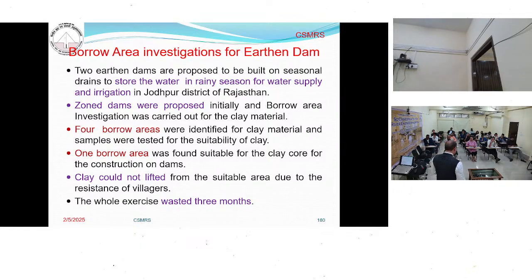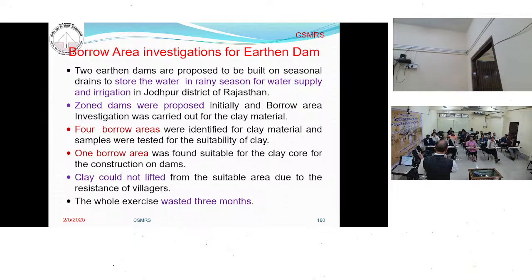Since it was April, and in Rajasthan monsoon comes in June, the project authority hurriedly identified some new borrow areas, collected the samples and sent them to CSMRS. We studied the samples, and on the basis of investigation, we found that this is a GC kind of material. I told you in the beginning that GC is a very good material. Earlier we designed a zoned dam, but since it is GC material, the CWC said okay, go for the homogeneous dam.